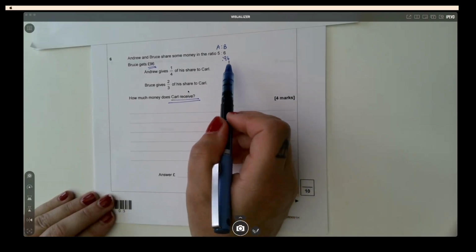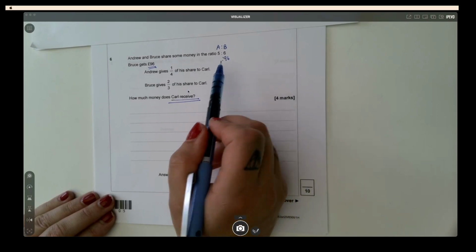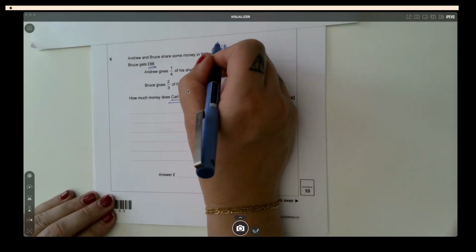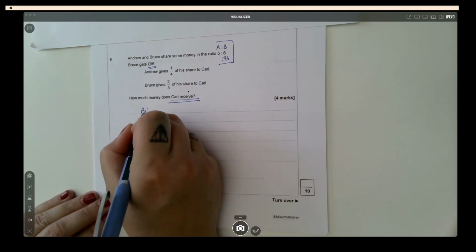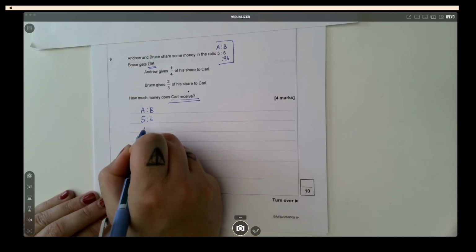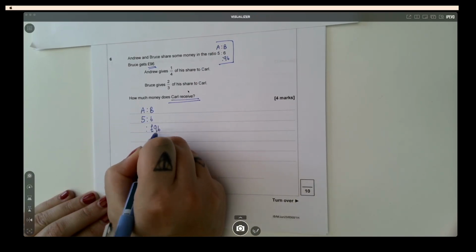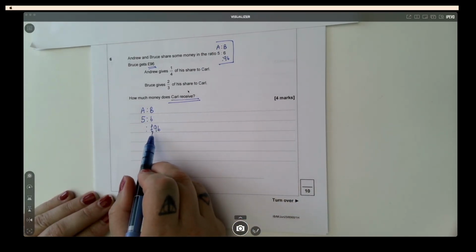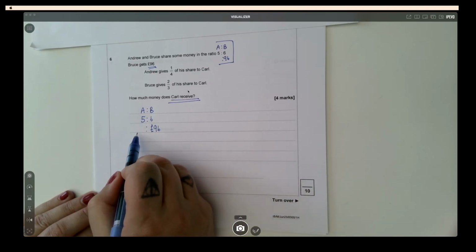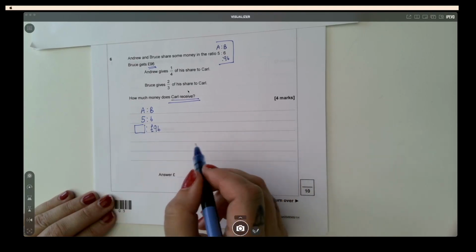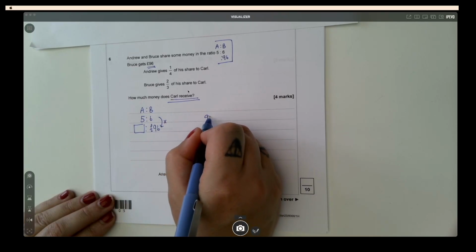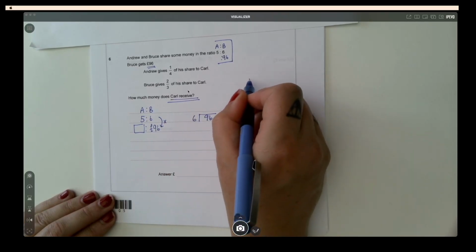Okay, so we know Bruce gets £96. To be able to give some of Andrew's money to Carl, we need to find out how much Andrew's got. So I'm just going to bring this down. So we've got Andrew to Bruce in a ratio of 5 to 6. We know that Bruce is worth £96. So this piece of information is going to help us figure out what we need to multiply this ratio by to figure out Andrew's share of the money. So we need to figure out what we multiply by. So we're going to do 96 divided by 6.